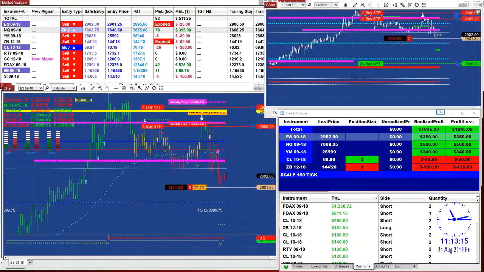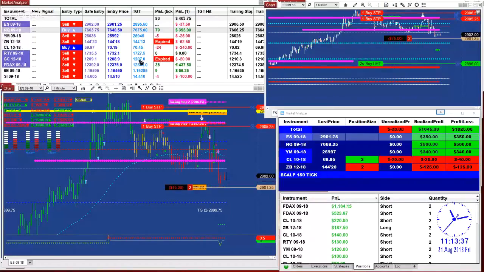We have a new signal on the gold. It's 12089. As I remember, the last signal on the gold made 20 ticks, something like this. And your target is 07089. Short target 07.